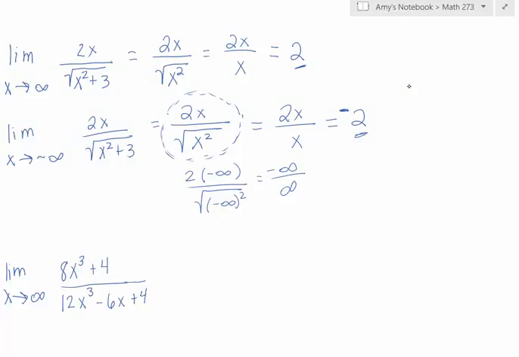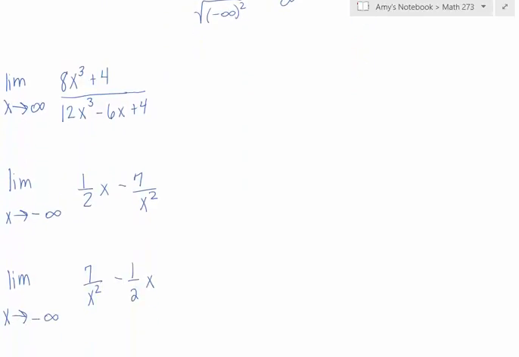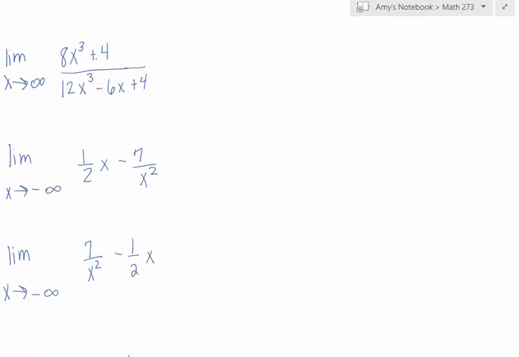In the next example, we have 8x cubed plus 4 over 12x cubed minus 6x. Using our rules, you see that the degrees are equal to each other, so the answer is going to be the ratio of the leading coefficients. And 8/12, if you divide the top and bottom by 4, reduces to 2/3.